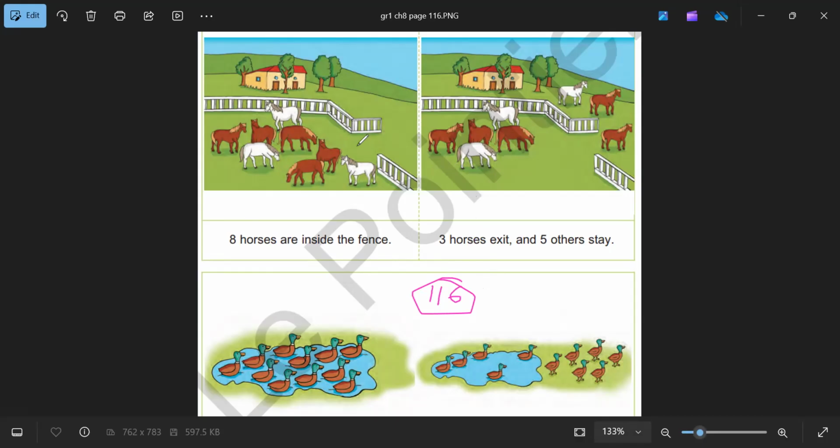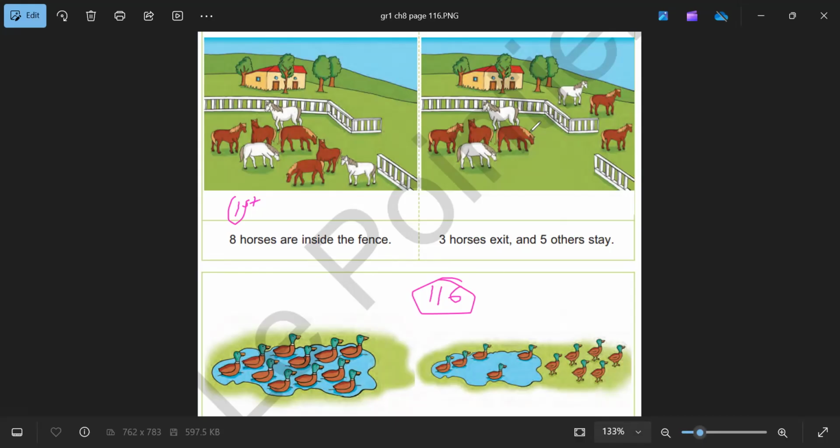Look here at this picture. What do you see? Excellent. So you see horses, right? Is it inside the fence or outside the fence? I'm talking about the first picture here. Excellent. All the horses are inside the fence. Let's read it. 8 horses are inside the fence. Now what happens? 3 horses exit and 5 others stay.